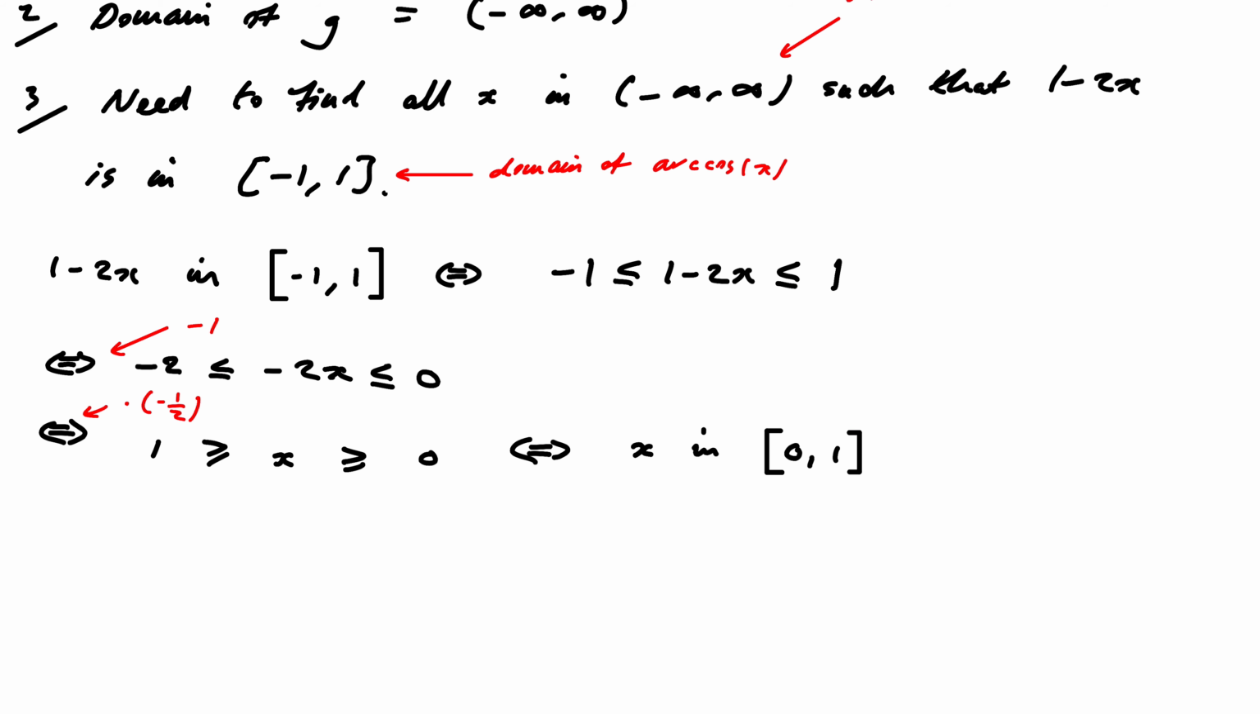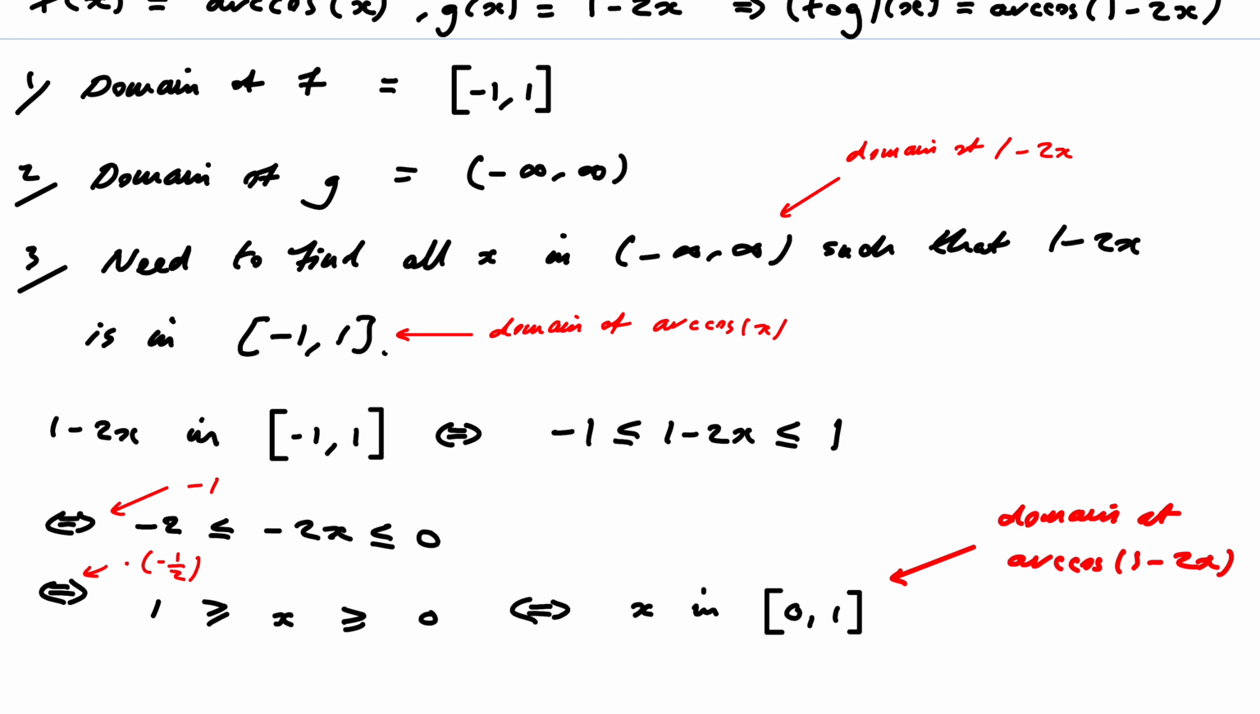So this guy now is my answer. This is the domain of arc cosine composed with 1 minus 2x.